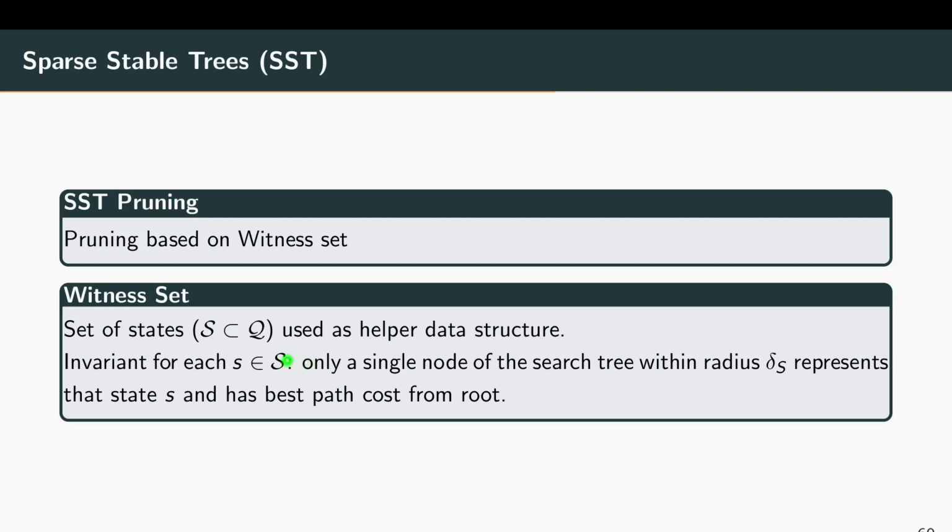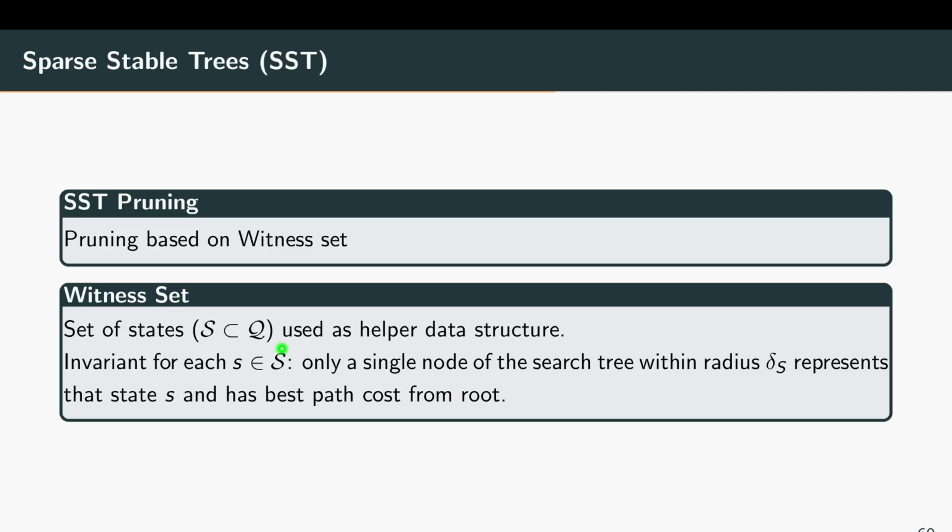And then there's some fun invariant, as it says, for each of these elements or configurations in our witness set, there's only a single node in the search tree within some certain radius that represents kind of that state and has also the best path from the root node. So we have kind of two things here, at most one, and also lowest cost.